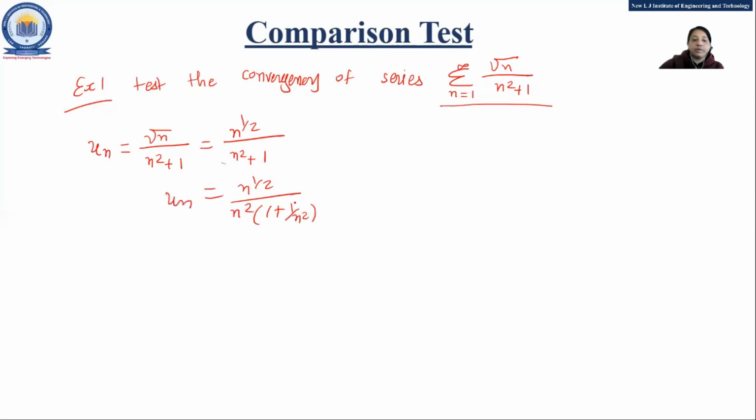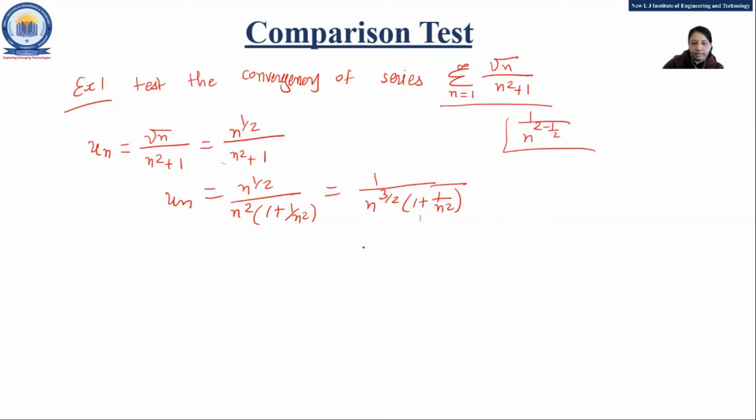Now this is un, so this can be rewritten. We have n raised to 1 by 2 and here n raised to 2, so in terms of 1 upon n raised to 2 minus 1 by 2, you'll get n raised to 3 by 2, times 1 upon 1 plus 1 upon n square.